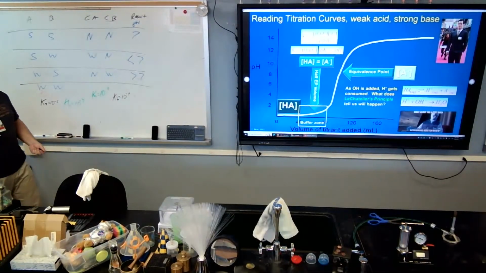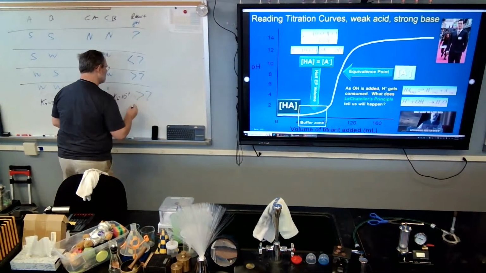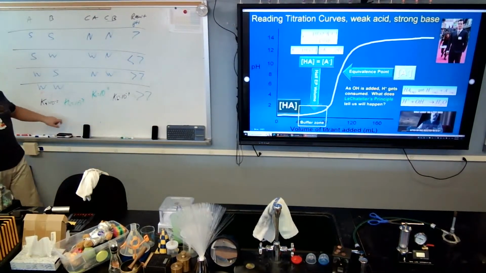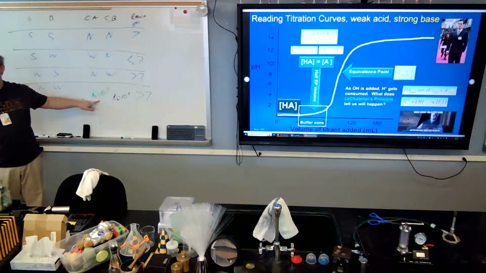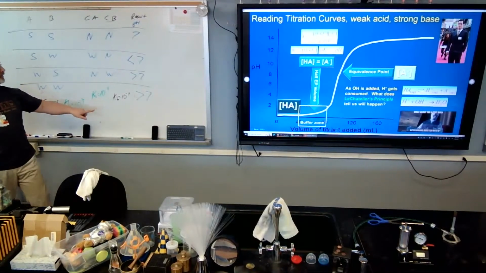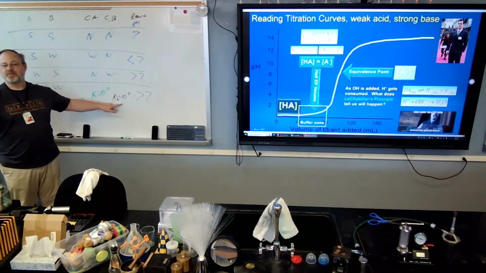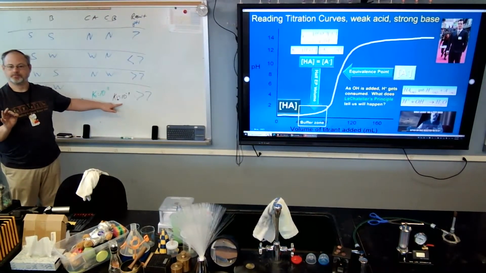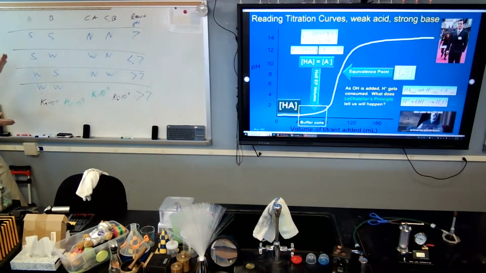Greater than 7, it's basic. Because the Ka of the conjugate weak acid is smaller than the Kb of the conjugate, which is a more robust weak base. Is that clear? Cool, because everything else is just math. Questions?